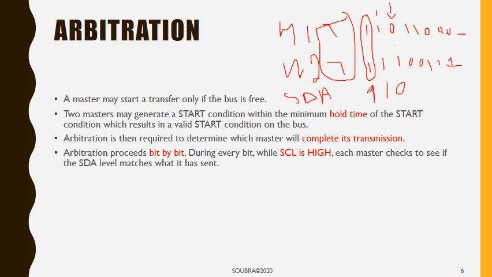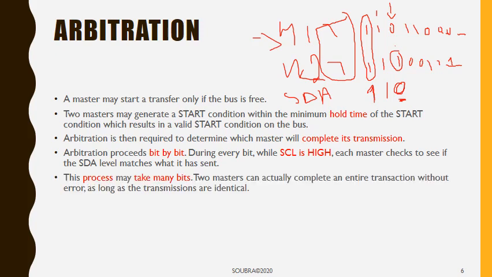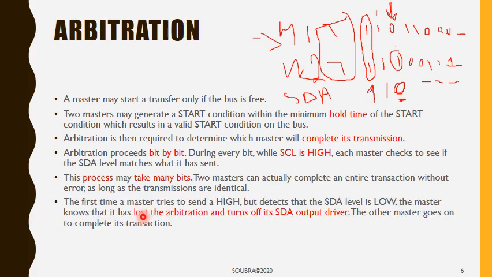And it is at that particular moment that master number 2 will see that although he attempted to send a 1, he's seeing a 0 on the bus, which means that master 1 is the one who won. Alright? And you can see that if the difference did not happen here but happened later, the process may take a lot of time, so many bits. They can even complete an entire transaction without any error because it's the exact same message that they're trying to send. They look like each other.